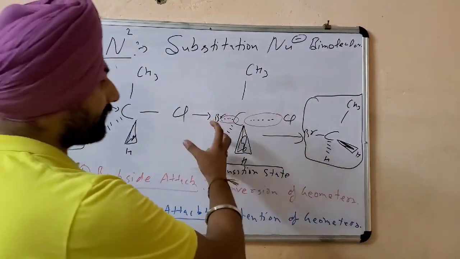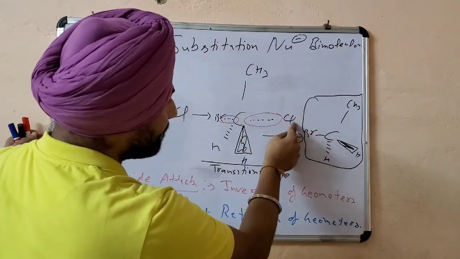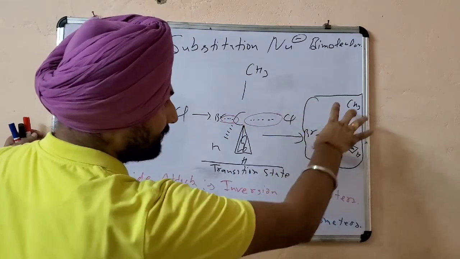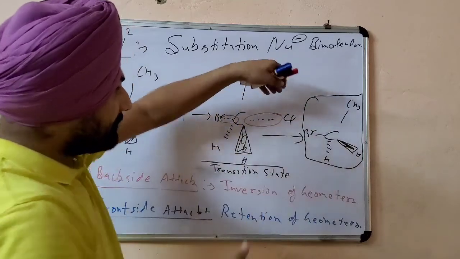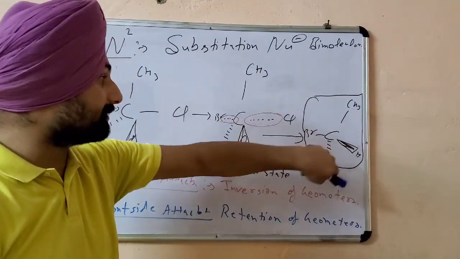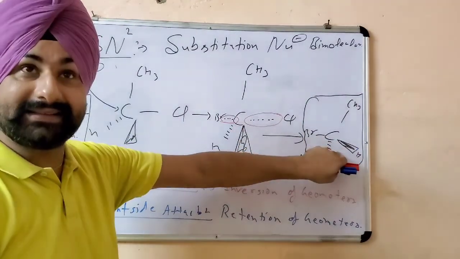If the geometry is already inverted, like if it is a D form and you have to attack it from the front side, the bromide will leave and the incoming nucleophile is already on the other side. So this negative charge cannot repel these three groups attached to the carbon any more. So that's why the retention of geometry is there, right?